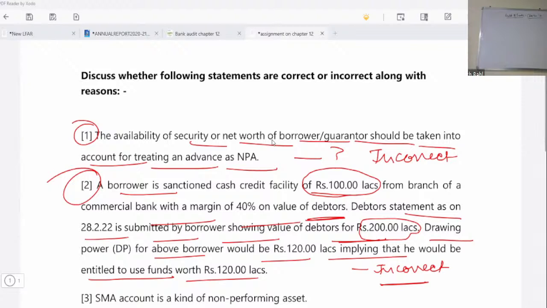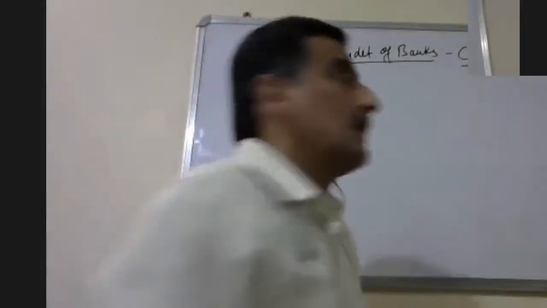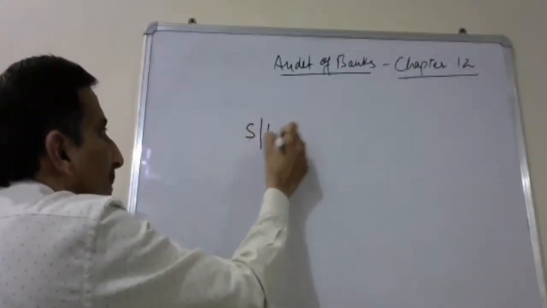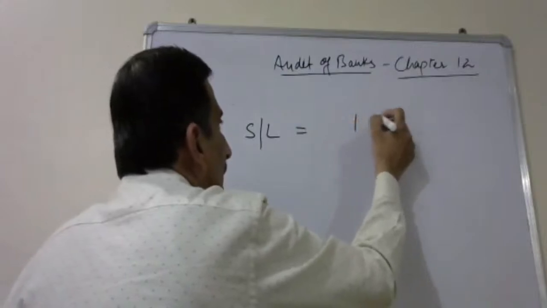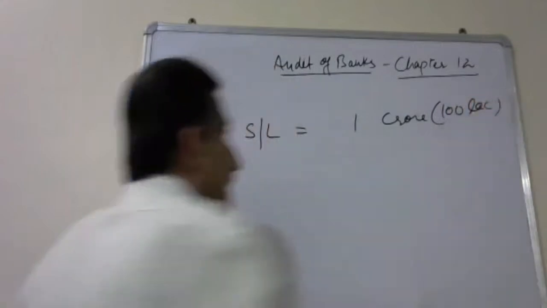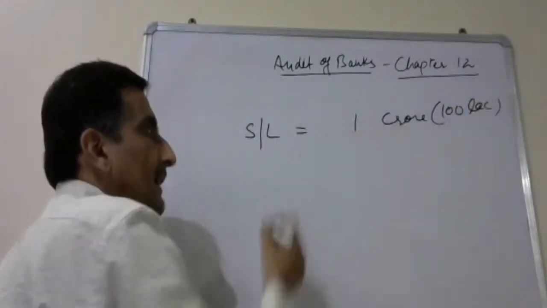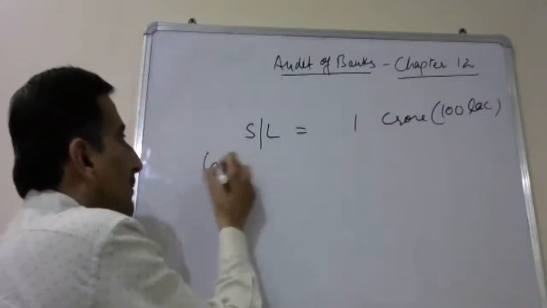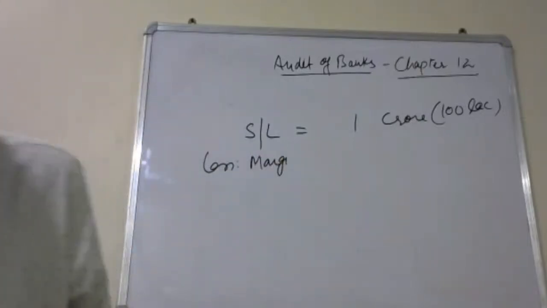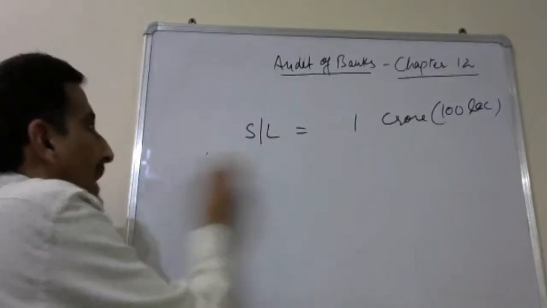So guys, the question states that the company has been sanctioned. What was the sanction limit? Sanction limit is 1 crore or 100 lakhs. And what was the margin? Sorry, margin was 40% on the value of debtors.